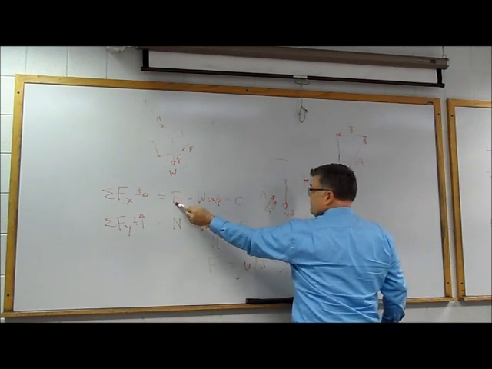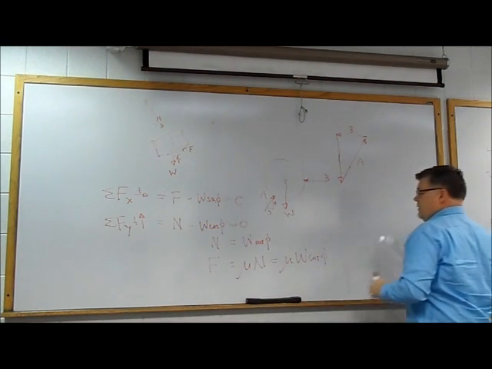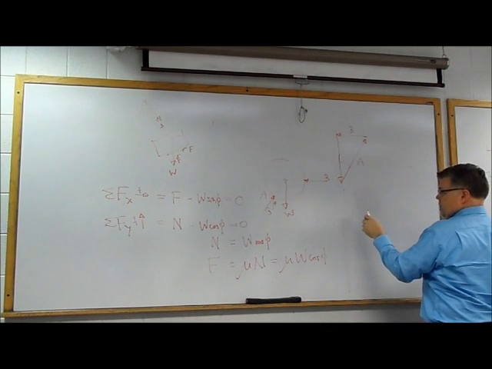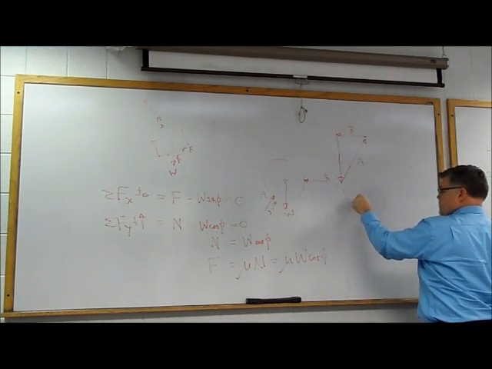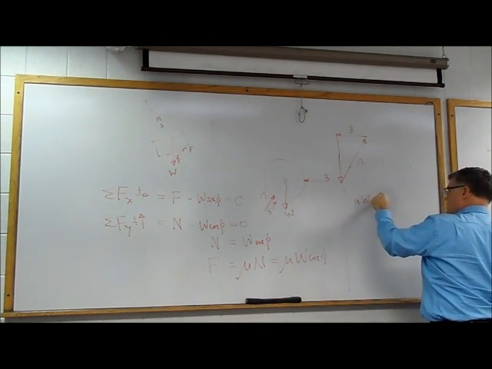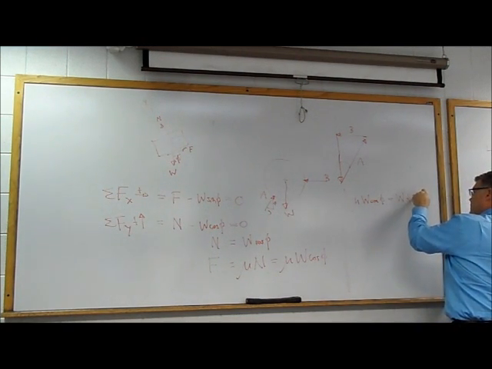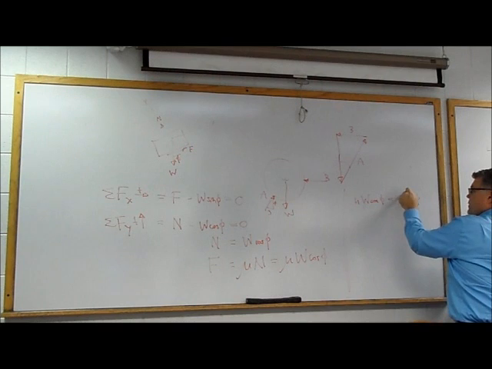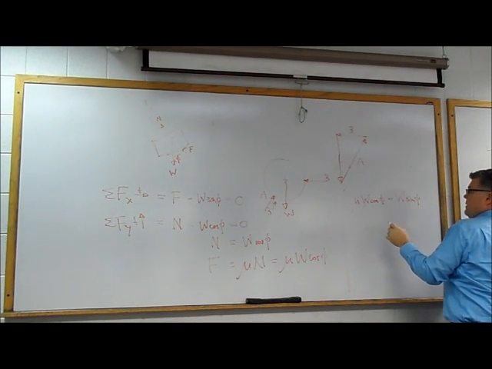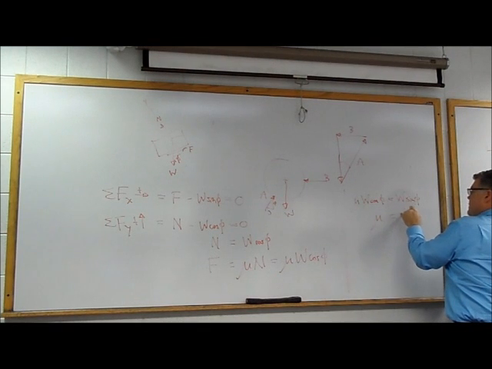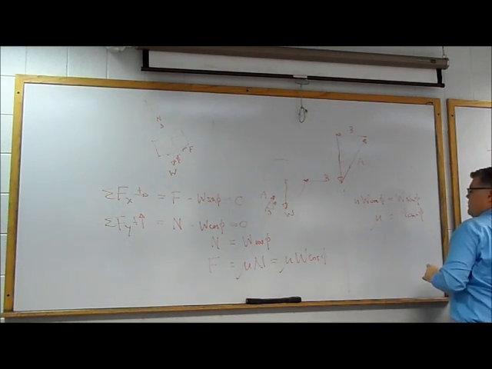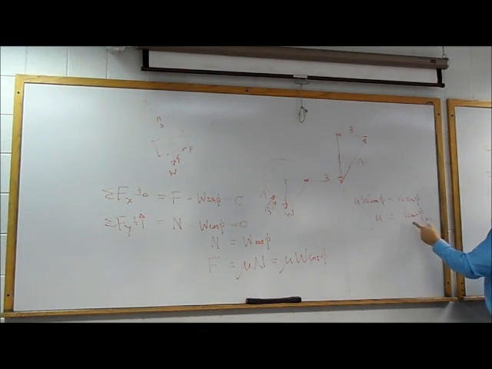And for F, that has to equal, so you notice what this does for us. It says mu W cosine phi has to equal W sine phi. So W goes away, and this is tangent phi, so you can actually, just from mu, get what the phi has to be.